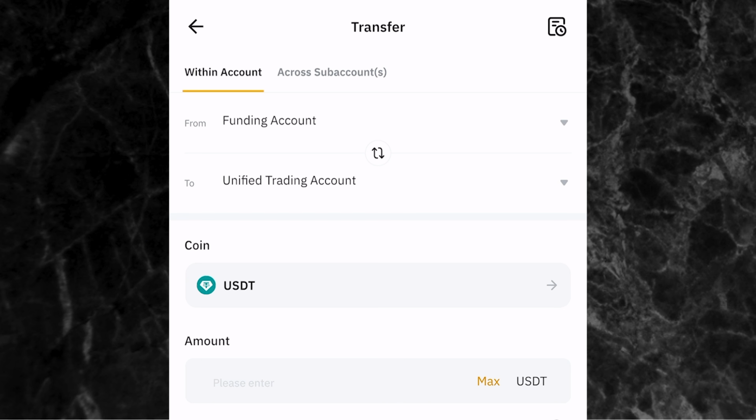So once you see it like this, the next thing is to go and pick the coin you want to transfer to your unified trading account. So since it's USDT, it must be USDT right here. If it's not USDT, just go ahead and change it to USDT. Now, once you've done that, the next thing is to enter the amount of USDT you want to transfer. So let's say, for example, I want to transfer 1,000 USDT. I'll just enter 1,000 USDT right there. So that means that's the amount you want to use to trade, or maybe that's the amount you want to have in your unified trading account.